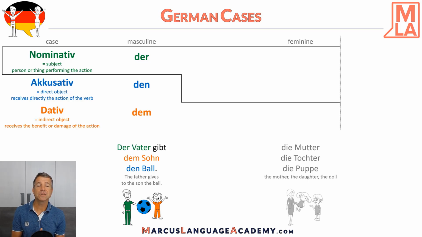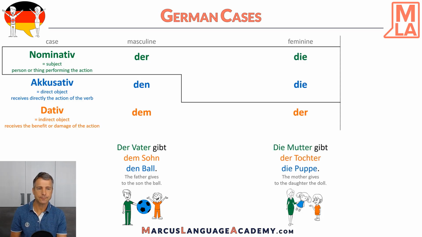So let's see how it is for feminine. Remember, the feminine article normally is die. Here: die Mutter, die Tochter, die Puppe. Let's see our example sentence. Die Mutter gibt der Tochter die Puppe. So nominative, die Mutter, stays die. And interesting, accusative is also die Puppe, there is no change. But for dative, yes, there is a change: der Tochter. It looks like a masculine article, but it's the dative of the feminine article. So, der Tochter.